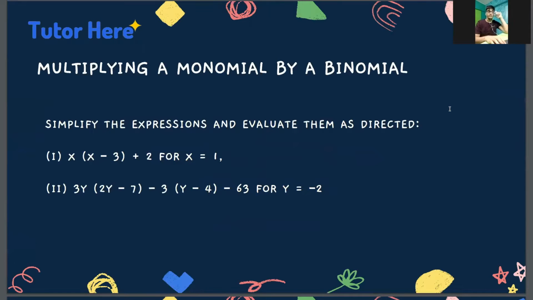Now, previously we saw multiplications within monomials. Now let's look at multiplying a monomial with a binomial. Let's look at it with an example. Suppose we have to simplify x into x minus 3 plus 2 for x is equal to 1. And the second example is 3y into 2y minus 7 minus 3y into y minus 4 minus 63 for y is equal to minus 2.